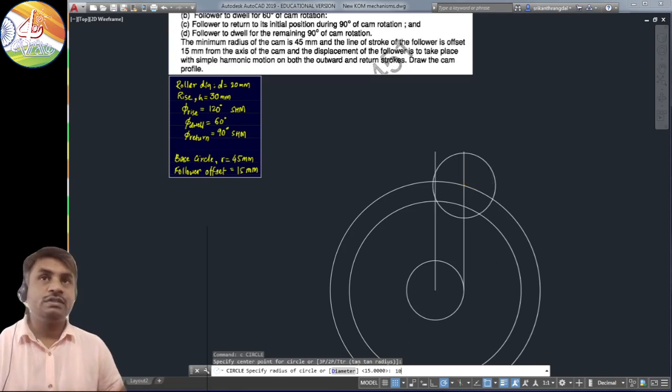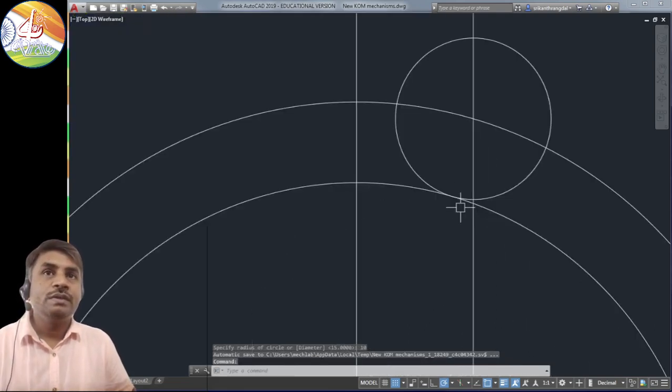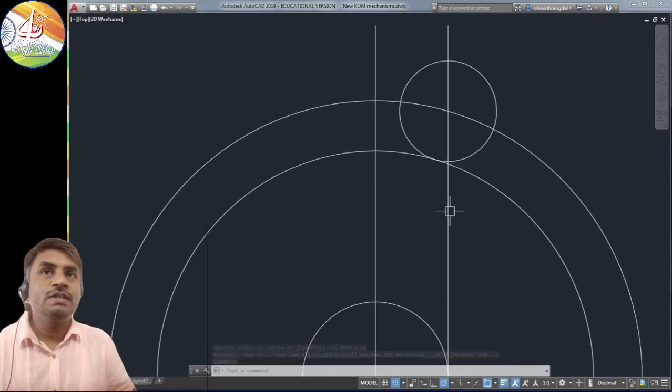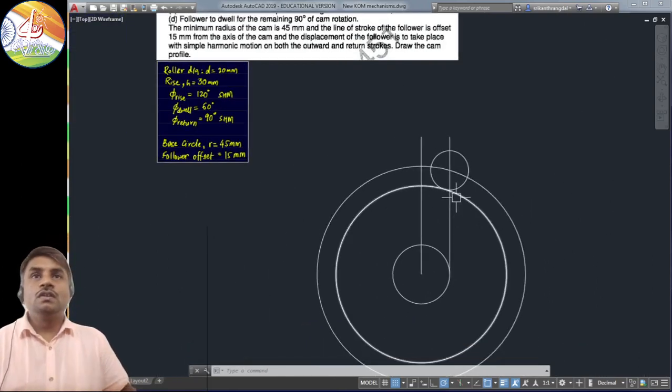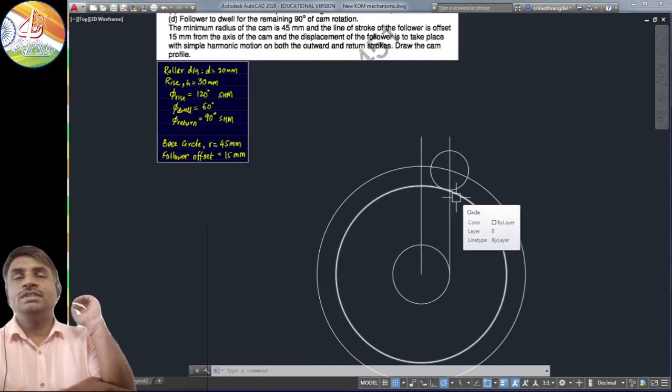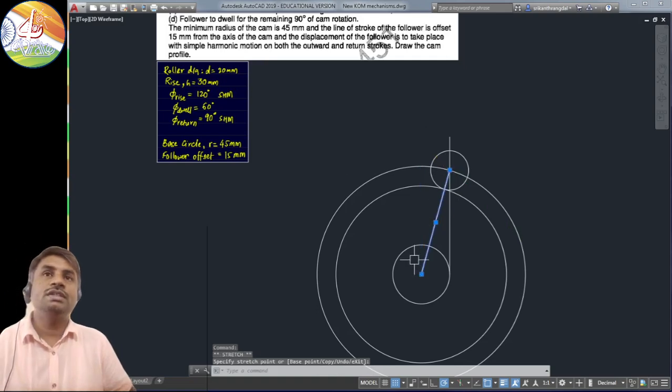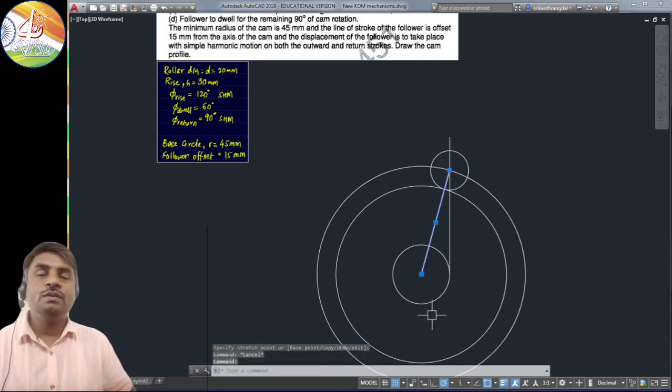The roller circle radius is 10, and when I draw this, you can see that the circle is actually touching our base circle. So now we have the initial position of our roller, and from this position we need to start making the divisions. This is the line from where we'll have to measure the angle of rise.